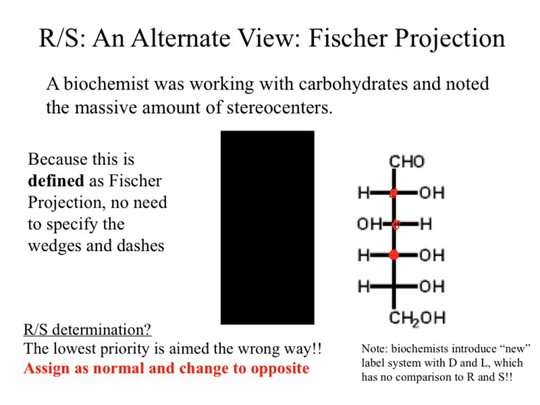Those of you that watch the video or know your nomenclature rules for R and S, what do we have to do? We have to rank priorities for every single one of those. So let's start at the top. We want to look at the priorities for the 4 groups attached. Oxygen takes highest priority because it has the largest atomic mass. Okay? But there's an oxygen up here. It's connected to a carbon. So I'm comparing carbon to oxygen to carbon to hydrogen. Okay? Oxygen will have the number 1 priority.